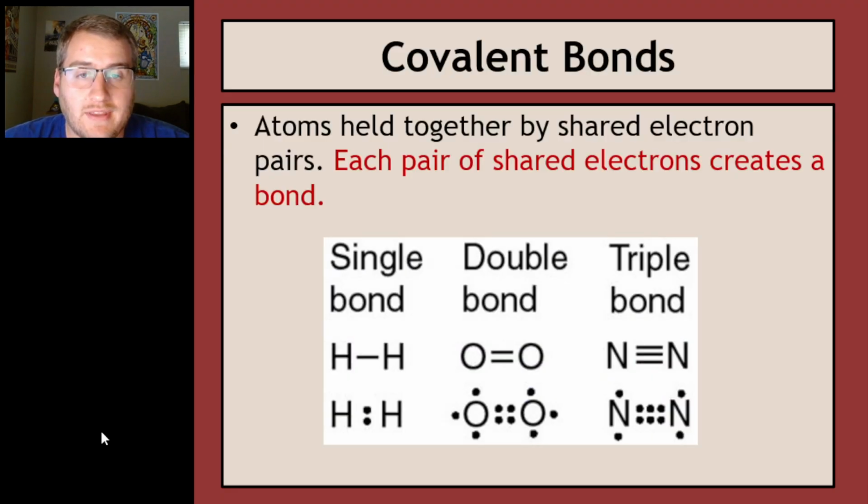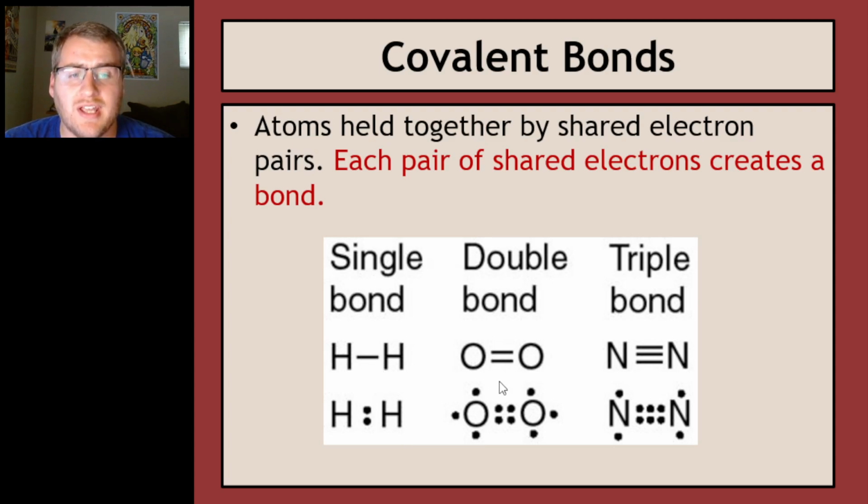Right. Covalent bonds: atoms held together by shared electron pairs. Each pair of shared electrons creates a bond. So, if each atom contributes one electron to make a total of two, that is a single bond. You can see that in this example with hydrogens. Each hydrogen is going to give one of its electrons up, put it in the middle, and that's 2 electrons total being shared between the atoms. And we draw that with a straight line like this.